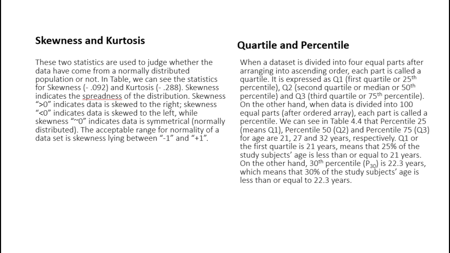Q1, or the first quartile, is 21 years, which means that 25% of the study subjects' ages are less than or equal to 21 years. On the other hand, the 30th percentile, P30, is 22.3 years, which means that 30% of the study subjects' ages are less than or equal to 22.3 years.